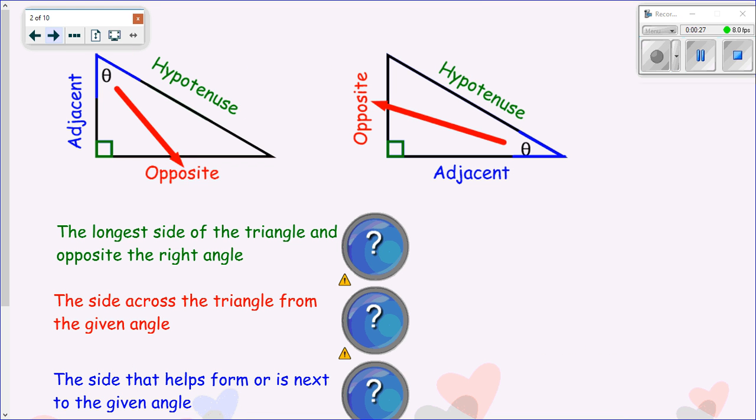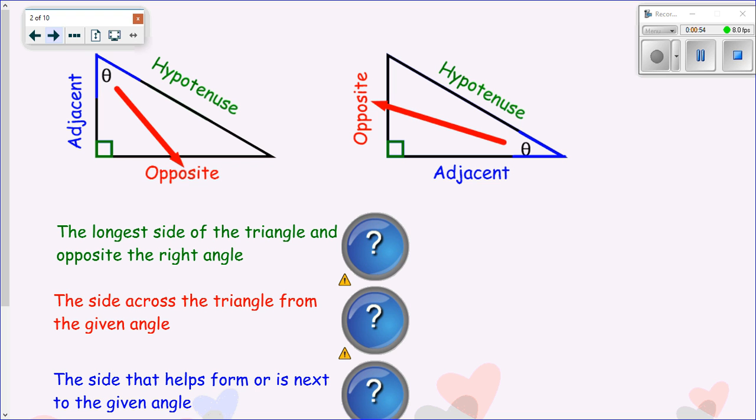So we're going to begin by reviewing how to name a triangle. There are three sides to a right triangle. The hypotenuse, just like in the Pythagorean theorem, is the longest side, or the definition I prefer, it is the side across from the 90-degree angle. If your angle is in one spot, the side that's across from it is opposite, and the one that's beside it is the adjacent one.